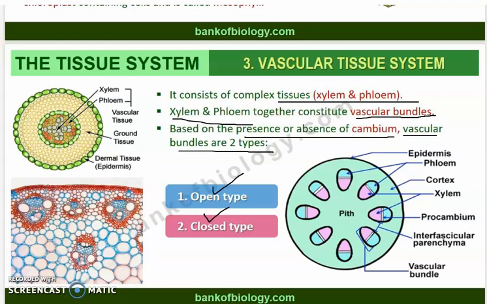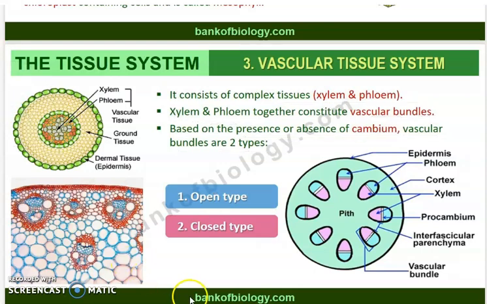Okay, and what are they called? They are called the open type and the closed type, which is the open vascular bundle and the closed vascular bundle. Right? So we will learn how the open and closed vascular bundles are in the plants.